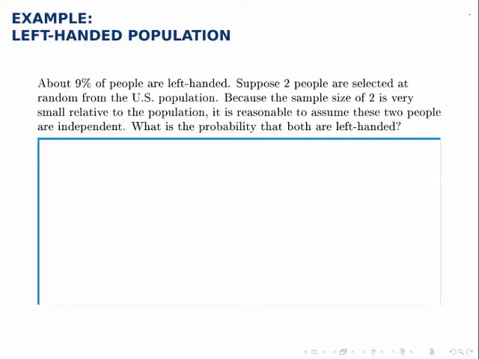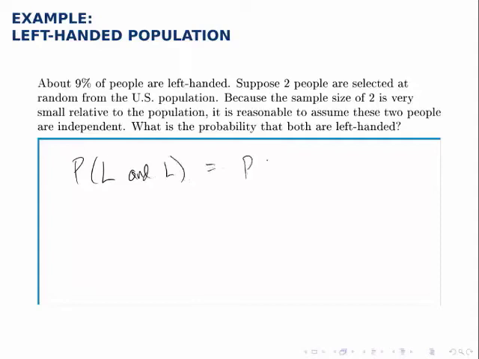And that's what that sentence in the middle of the problem statement says. About 9% of people are left-handed. Suppose 2 people are selected at random from the US population. Again, because the sample size of 2 is very small relative to this large population, it's reasonable to assume that these 2 people are independent. In other words, it won't change the problem in any significant way by assuming they're independent. What is the probability that both are left-handed? In other words, what's the probability that the first person is left-handed and that the second person is left-handed?